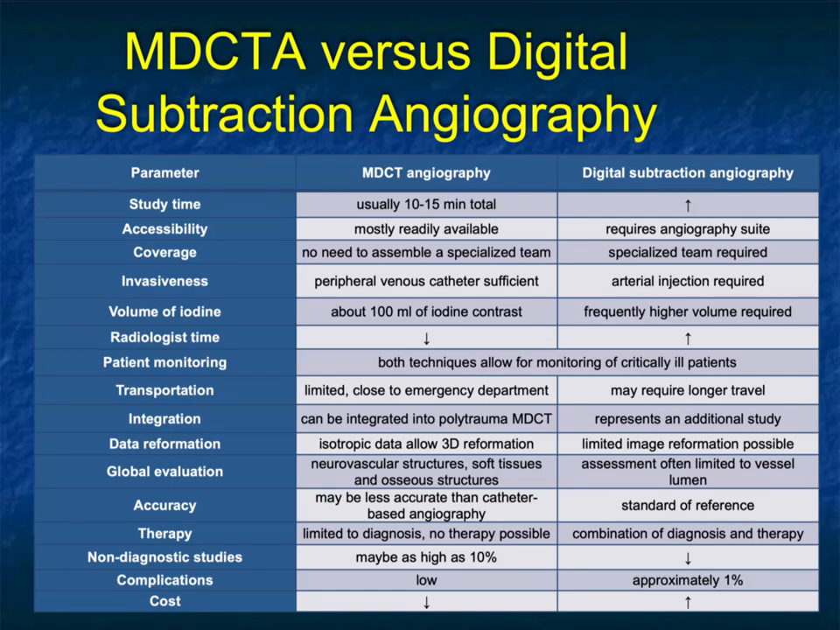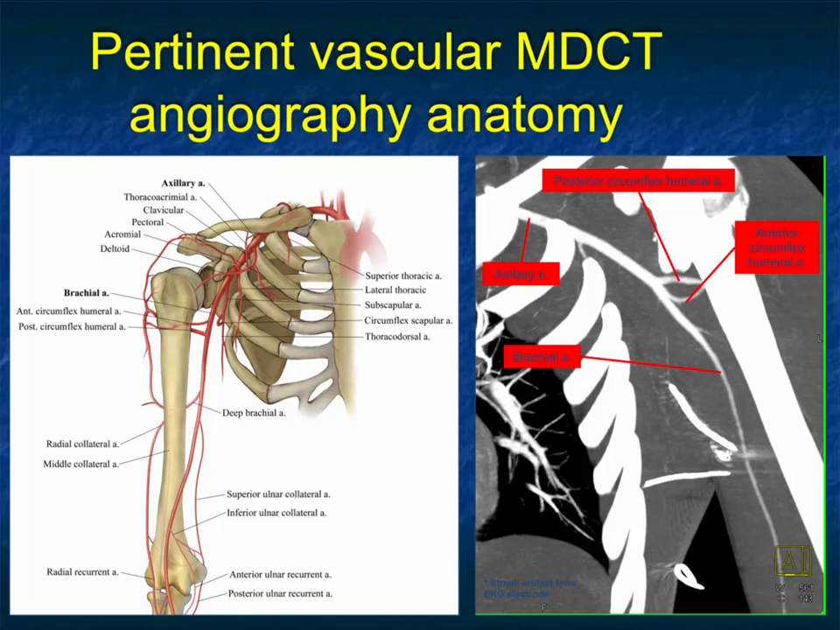Non-diagnostic studies are pretty rare with CT, but also with digital subtraction, it's very rare. Complications are low, and surely CTA has a lower cost. The cost of doing a CTA is a lot less than the cost of just using a single catheter. So let's look at some examples and let's look at some anatomy.